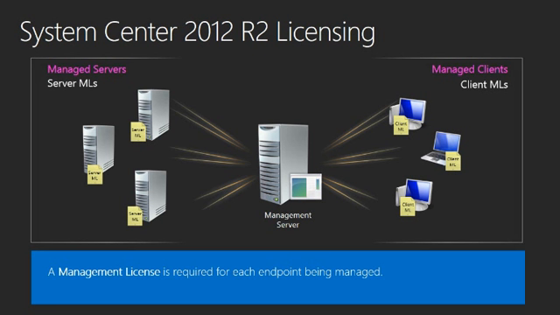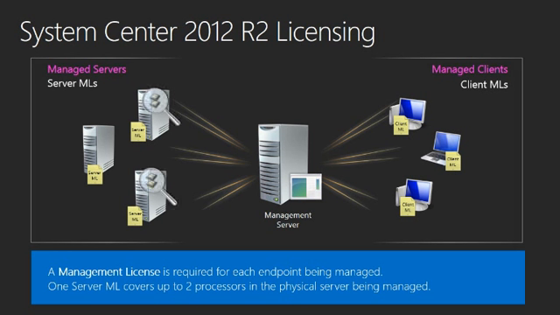Just another point here about the server MLs. One server ML covers up to 2 processors in the managed server. So these managed servers have got just 2 processors, so they're okay with just the one server ML, whereas this one has got 4 processors and so needs 2 server management licenses. I'm really hoping that this reminds you of the Windows Server licensing model which we covered near the beginning of this session, because that also needed 1 processor-based license for every 2 processors.